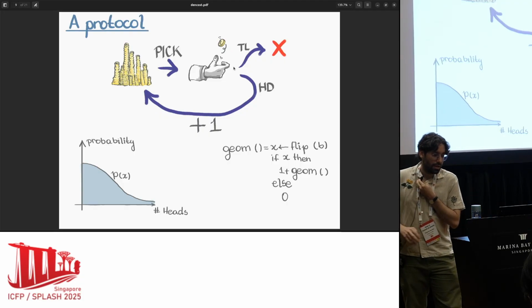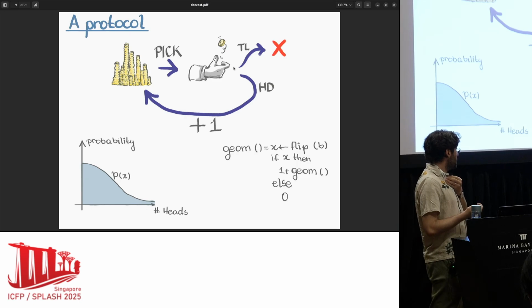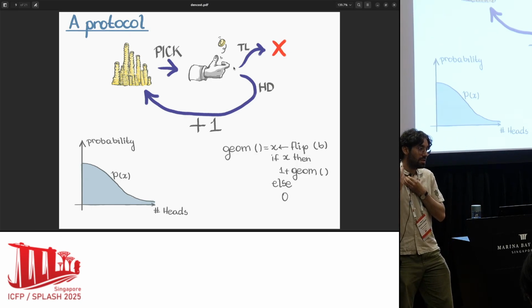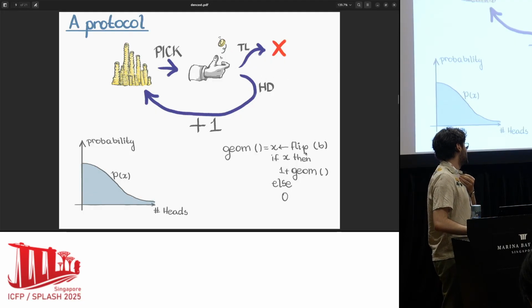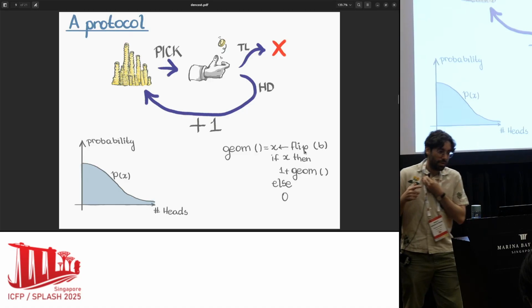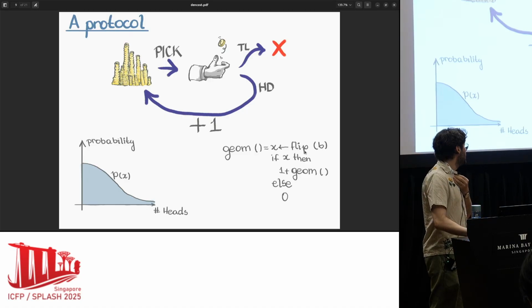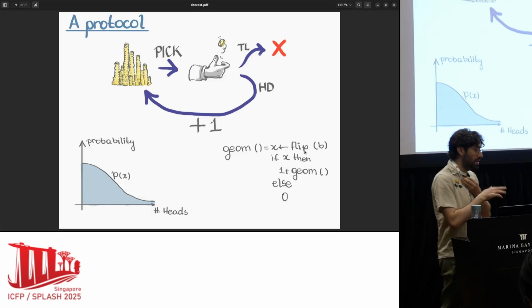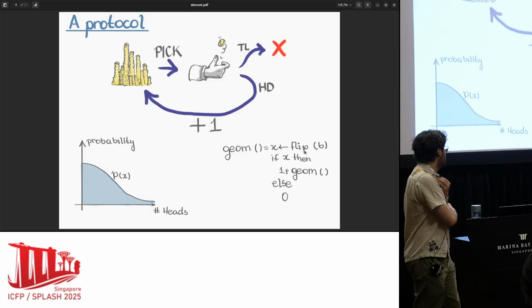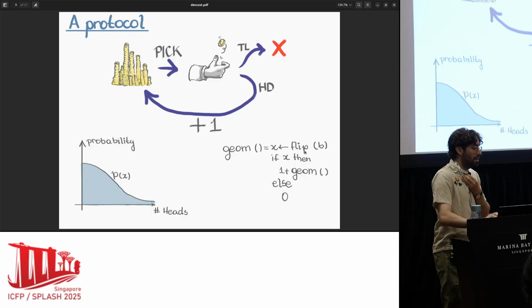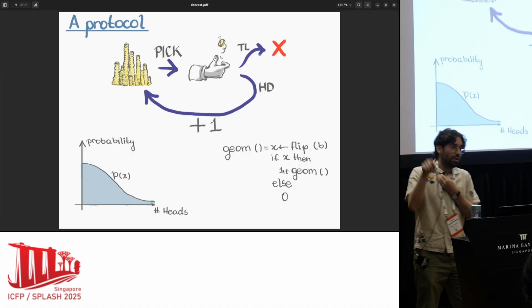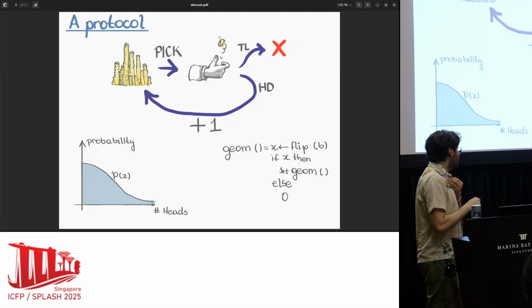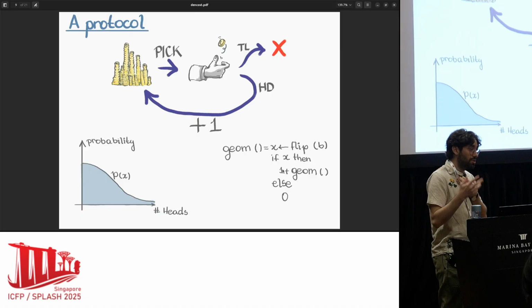So this is the geometric distribution, and it can be represented as this very simple functional recursive program, where let's just assume that we have an operation flip that with bias B flips a coin, with chance B and with chance 1 minus B, of heads and tails. And if it's true, you add 1 to your counter, and you recursively call your program. If it's false, you just output 0.